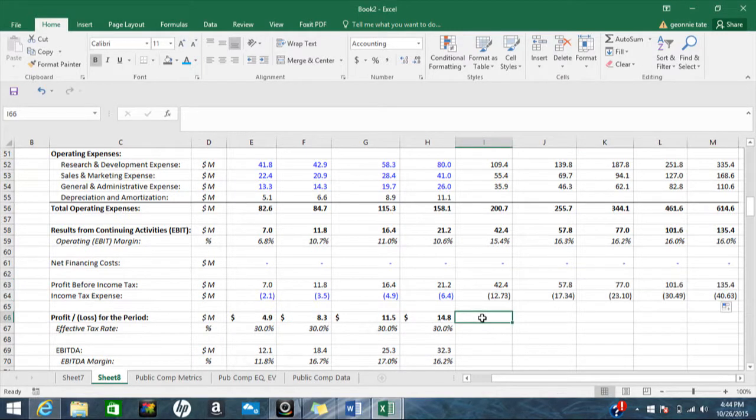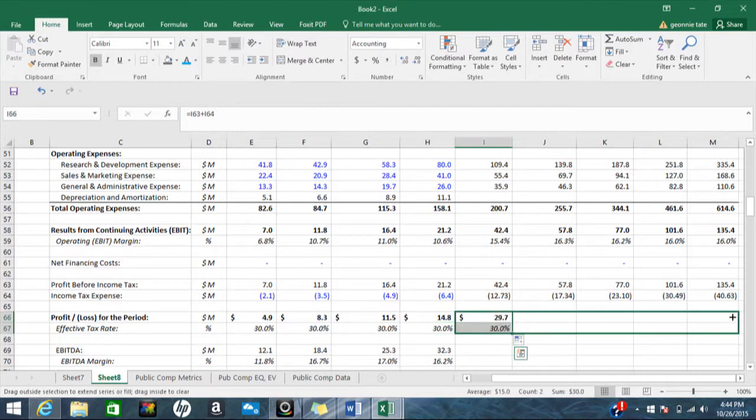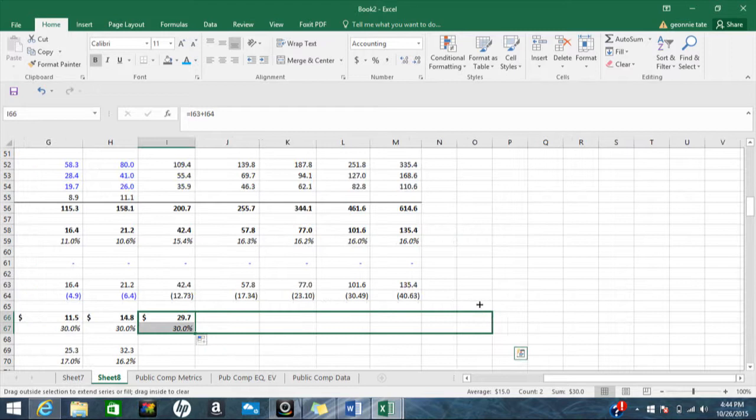And my profit/loss for the period would be income before taxes minus... will it be a plus here since it's already negative? Will it be plus this here? Then my tax rate is 30%. I can just copy that from over here. Now I'm just copying this formula over.